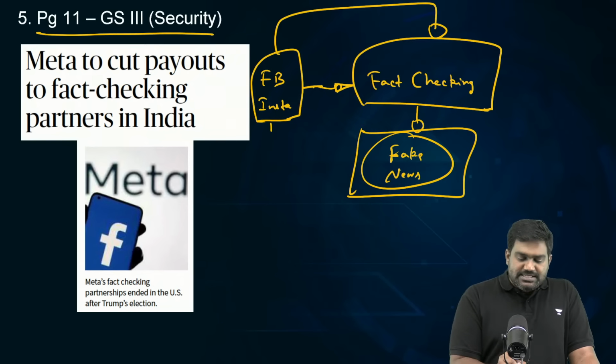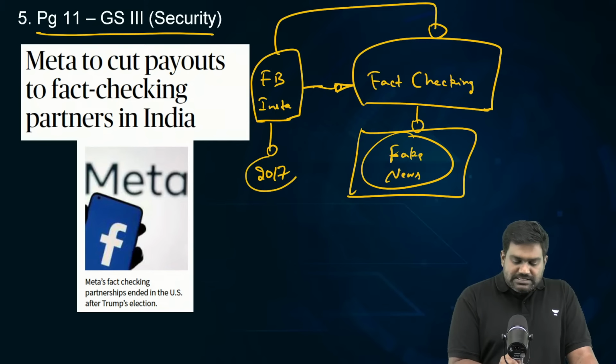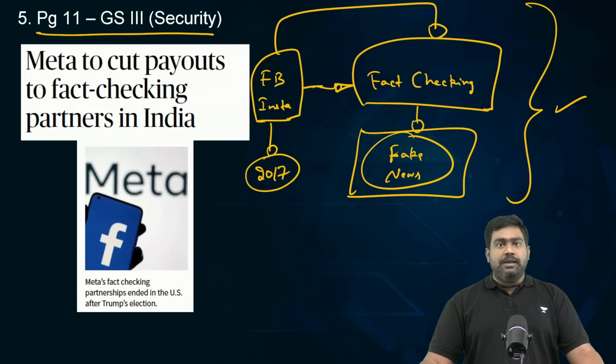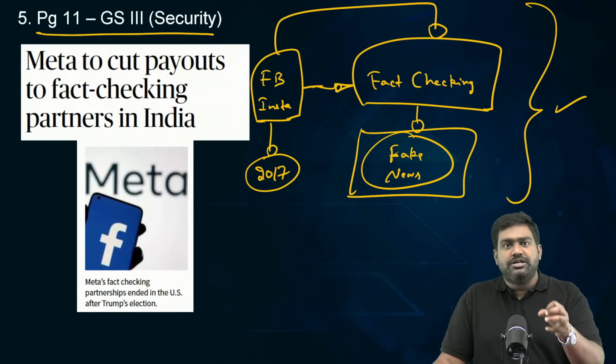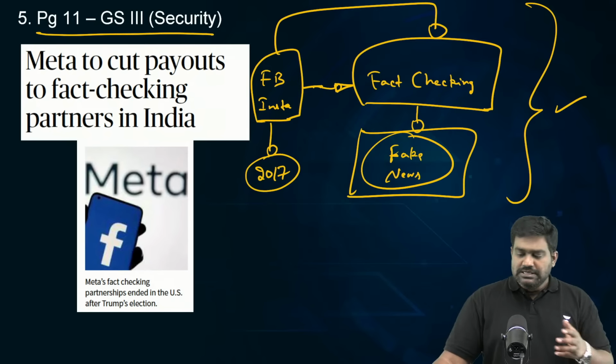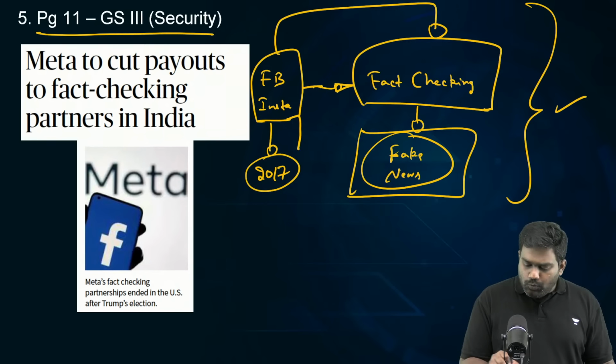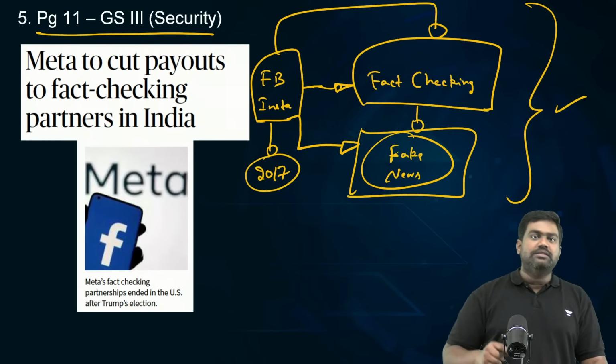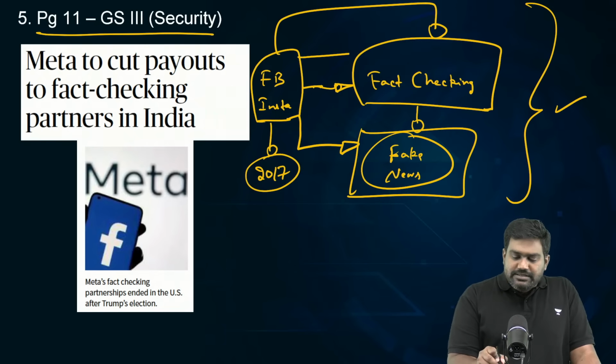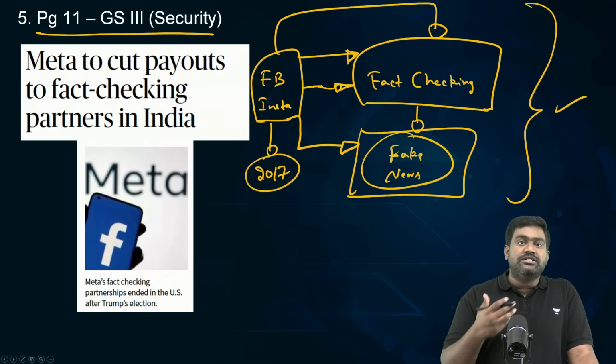From 2016, 2017 onwards, companies like Meta started this practice where they would pay freelancers or small fact checking companies which provide these services. They were taken on contract. Facebook would pay them, share a part of the ad revenue with these fact checking companies, and they would carry out this diligence work. Right?